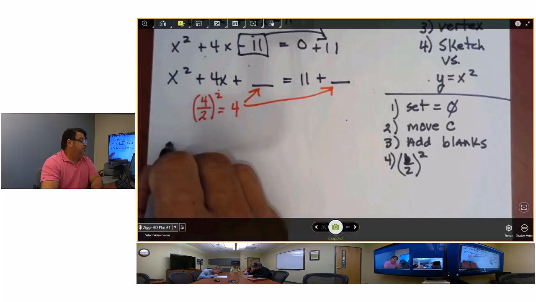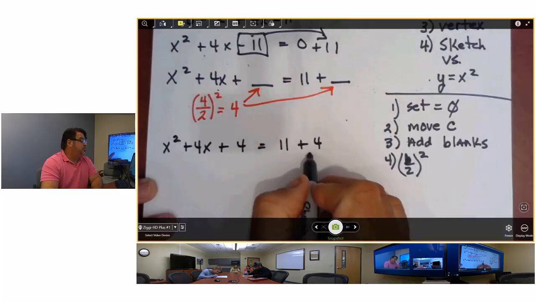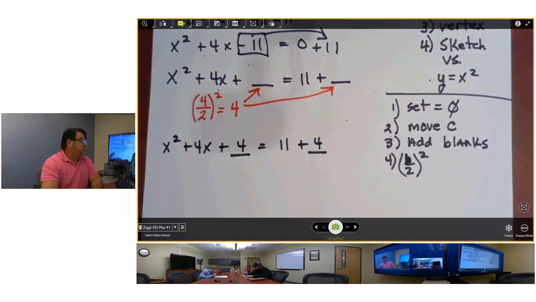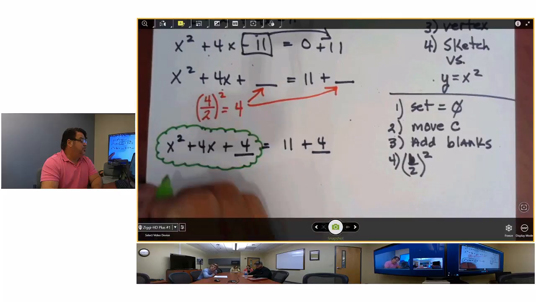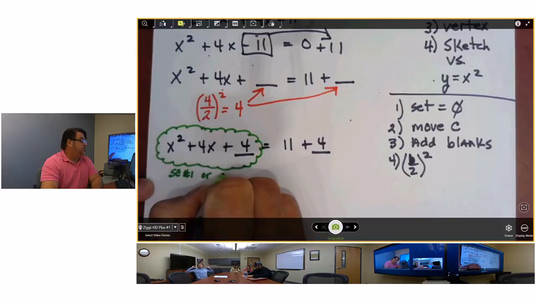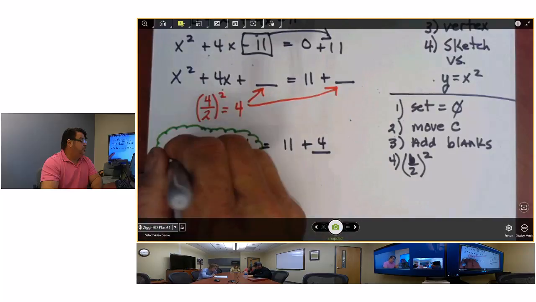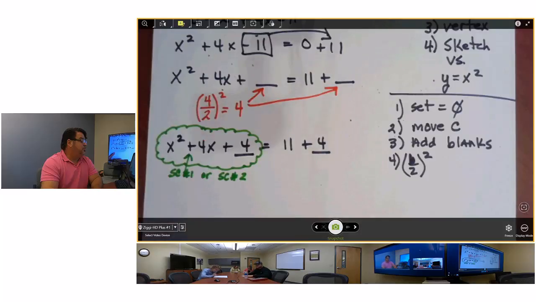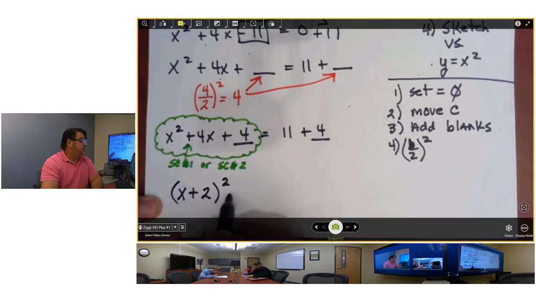And that gives you x squared plus 4x plus 4 is equal to 11 plus 4. Now what will that give you on the left-hand side? It'll give you shortcut number 1 or shortcut number 2. Which one is it? Number 1, because of the plus. So you get x plus 2 quantity squared is equal to 11 plus 4, which is 15.